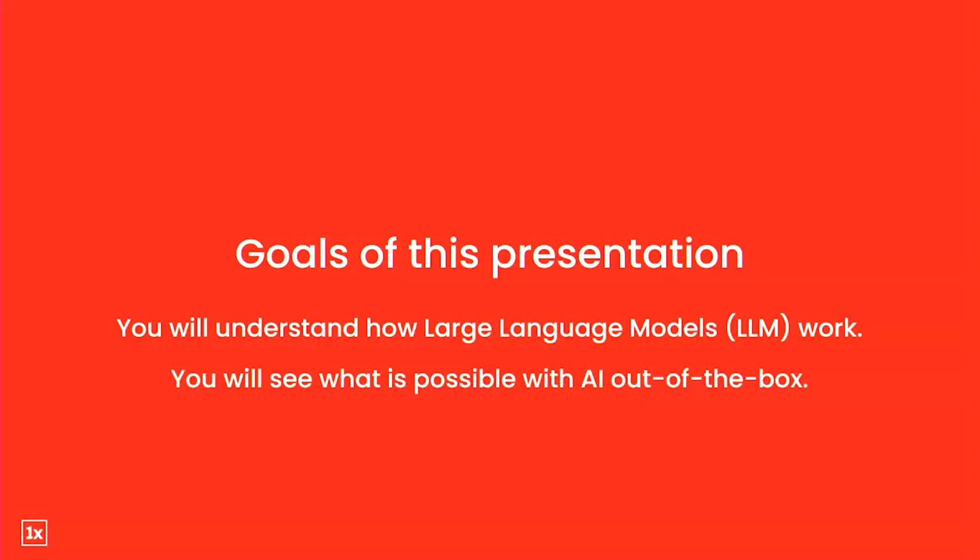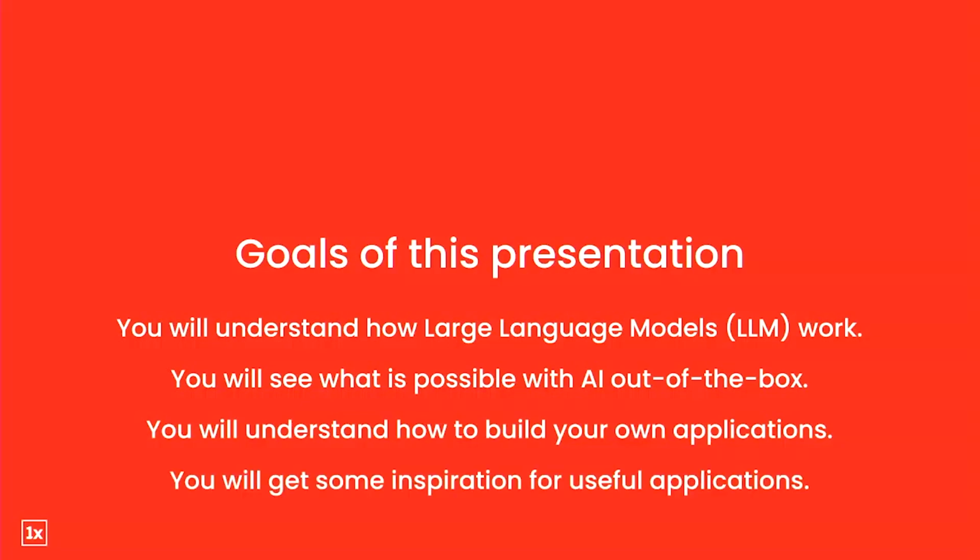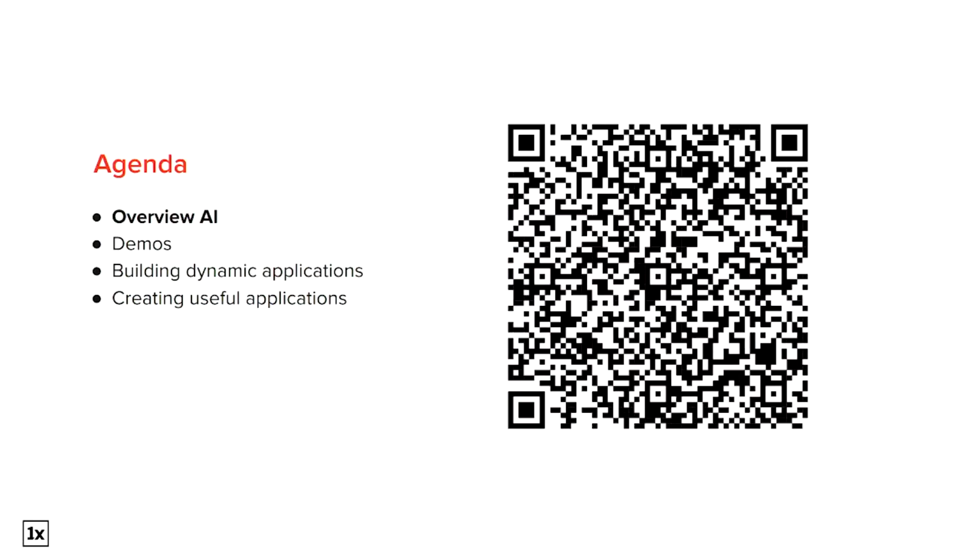I will show you what you can do with AI out of the box in general and with Drupal. And you will understand how you can build your own applications, generally speaking. So these are the goals. For inspiration, we will look at some stuff that we've built, and I'll introduce a few concepts, if you want to build your own, how would you go at it. So here's the agenda. We start with an overview, we do some demos, then we build dynamic applications, and then how to create useful applications. If you want to follow along, here's the QR code that links to this presentation. The agenda comes up again if you're too slow making the photo now, so you will see this again later.